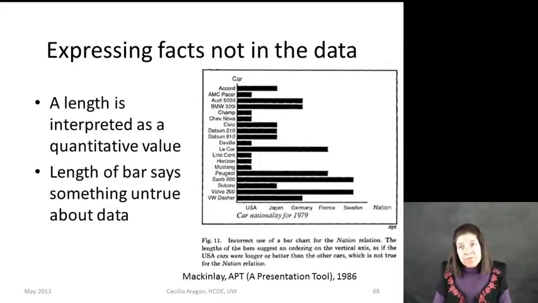On the other hand, you don't want to express facts that are not in the data. A length is interpreted as a quantitative value. In this incorrect use of a bar chart, the length of the bar says something untrue about the data. On the x-axis, we have the national origin of these cars, and on the y-axis, the make and model. Now, the length of the bar suggests an ordering on the axis. So it implies that somehow Germany is greater than the USA. Therefore, using bars for nominal data is an incorrect choice.